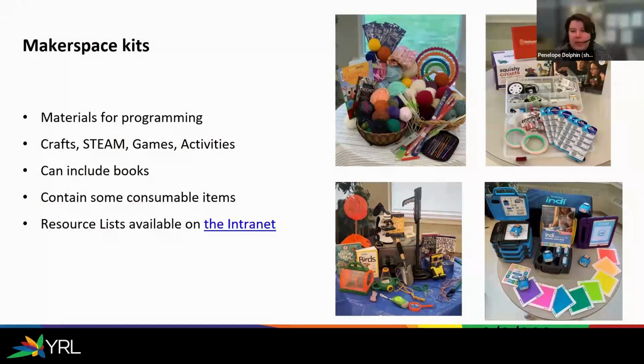Our jewelry making kit contains wire, which you can use, but then it doesn't contain any beads. So you would need to purchase additional items for some of the kits, just depending on which kit you are getting. On the internet, under the Makerspace Kit page, we have an inventory which lists the consumables that are included and what you might need to purchase, as well as resource lists, which give you good ideas for programming, how to use some of the items in the kit, and that sort of thing. So you can always check that out before you book a kit.